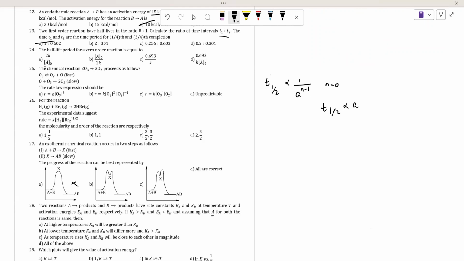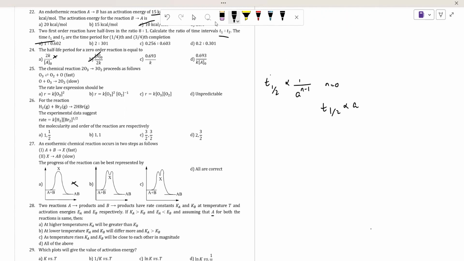And now look at the options. 2k by A naught, they are saying that it is inversely proportional. Hence this is absolutely wrong. And option B would be correct because they are saying it is A naught by 2k. And basically T half, that is half-life period of a zero order reaction is A naught by 2k only. And this is for first order. And this is once again a dummy option. So hence option B is correct.